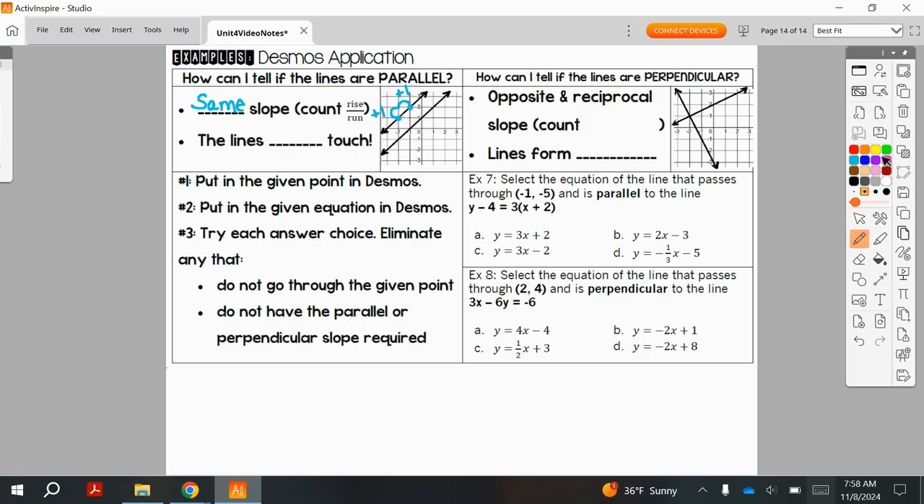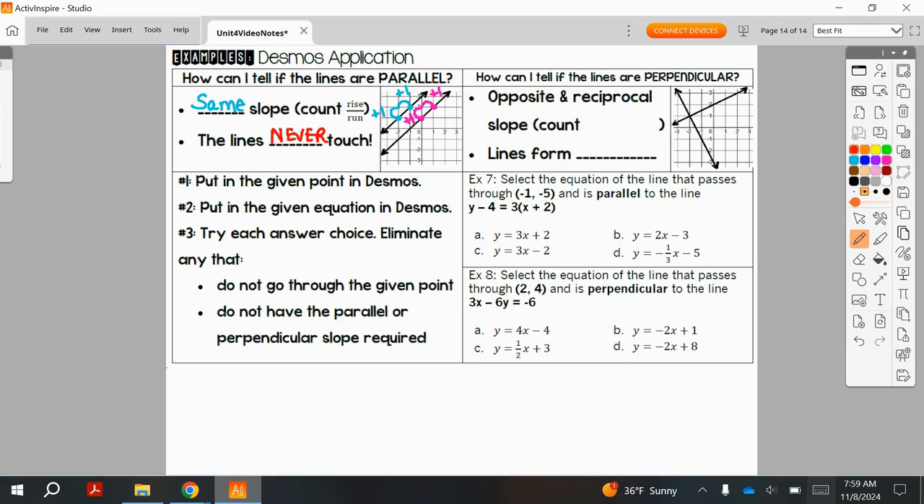We then look at our second line. I'll use a different color here and find 2 nice points there. I'll count how far up, which is plus 1, and how far over, which is plus 1 as well. 1 over 1 gives me the same slope of 1 that my other line had. Another way you can look on Desmos to figure out if they are parallel or not is that the lines will never touch. So if you look on Desmos and you zoom out as far as you can and they never touch, that's going to end up being a parallel line.